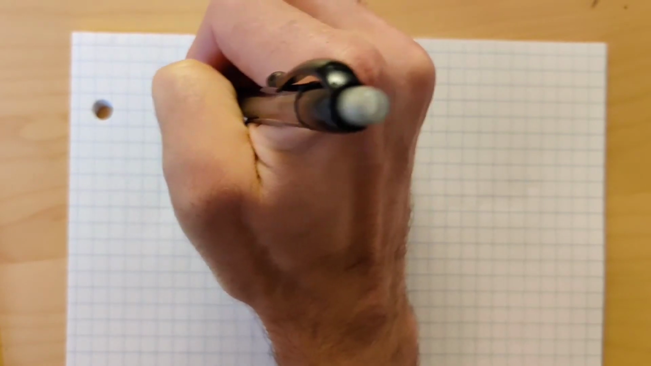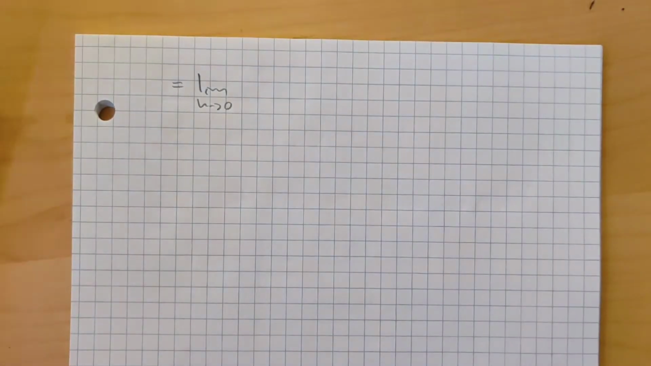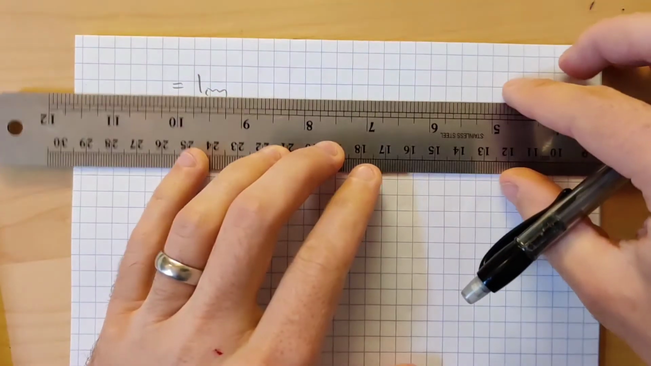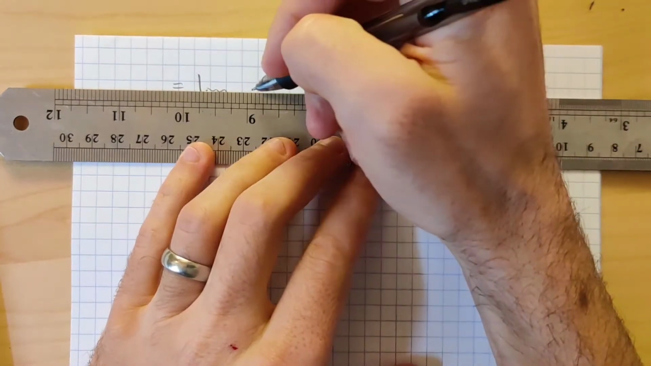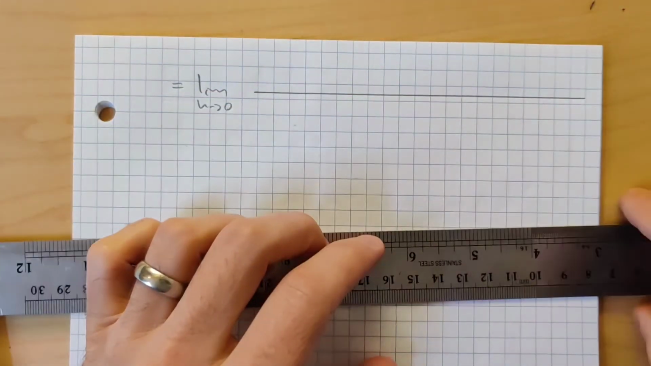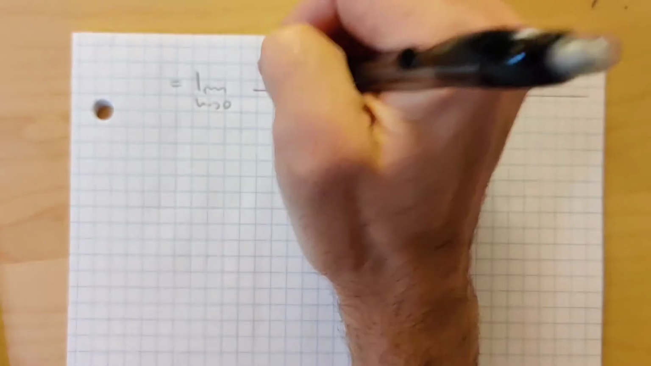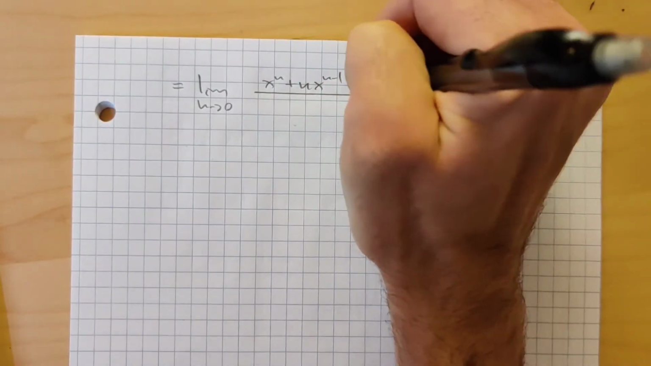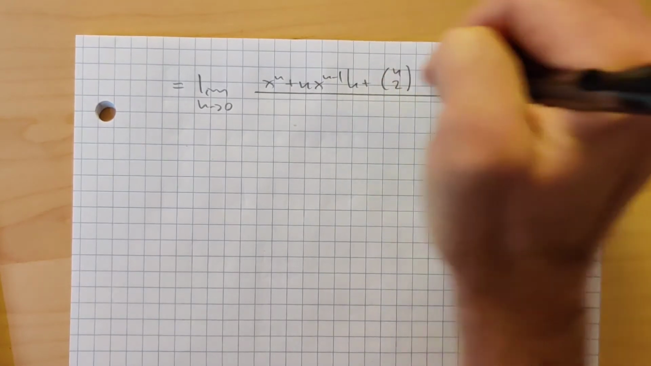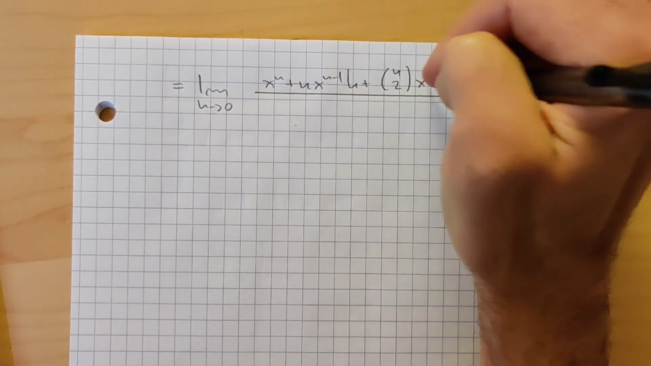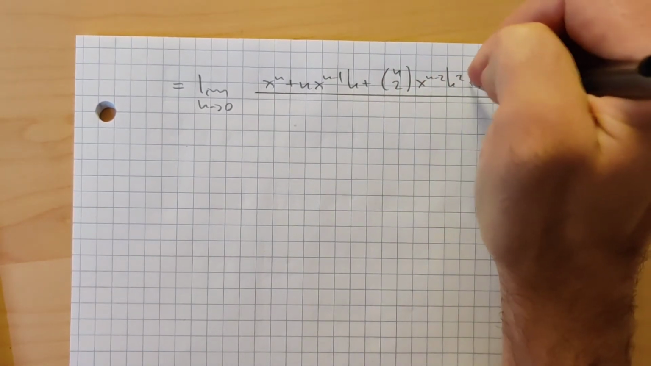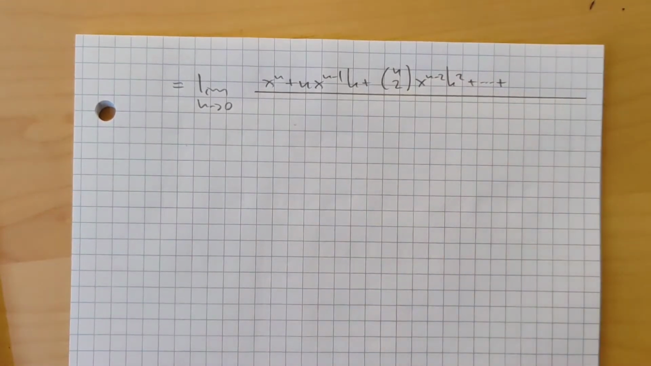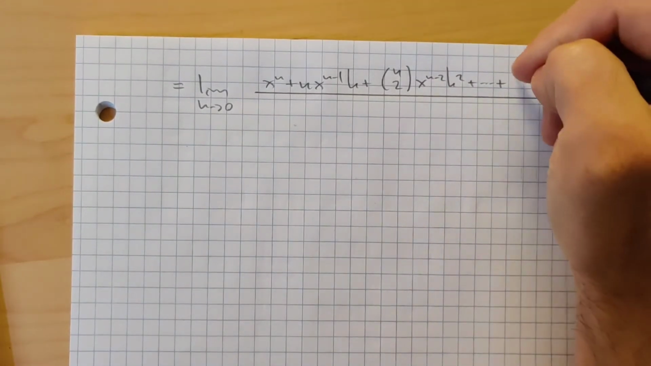So now we have the limit as h approaches 0. What did this expansion look like? I'm going to need a lot of room here. x^n plus n x^(n-1) h, plus the next one was (n choose 2) x^(n-2) h^2, plus blah blah blah, and the last term of the expansion is h to the power of n.